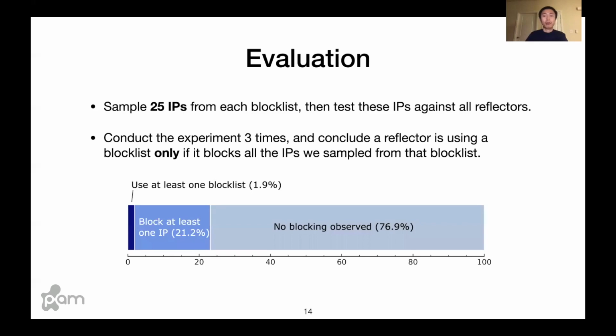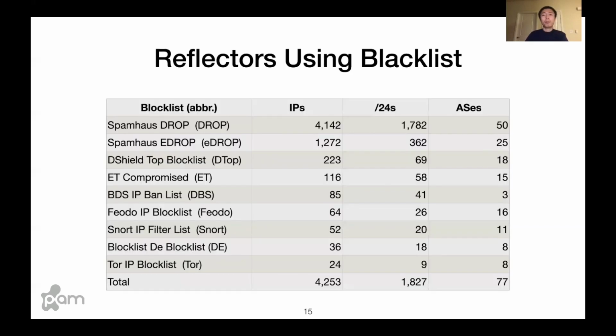So here is an overview of our measurement result. In total, we discover that 1.9% of over 200,000 reflectors are using a particular blocklist. And there is another 21% that block some of the IPs we sampled, but not all of them. The rest do not show any blocking behavior. Looking into that 1.9%, here's a breakdown of all the reflectors that are using each of the blocklists. As you can see, the most used blocklists are Spamhaus DROP and Spamhaus EDROP.